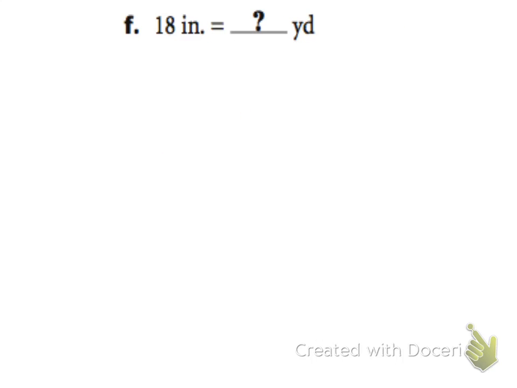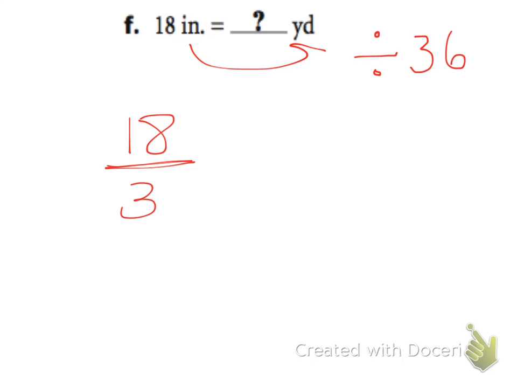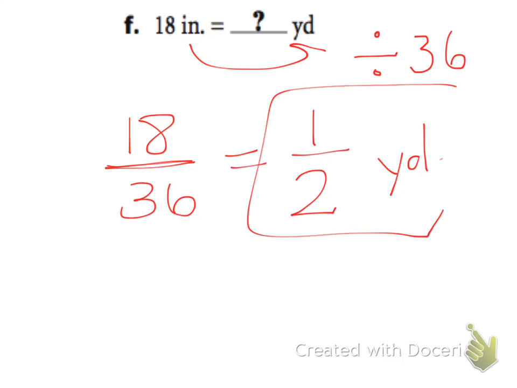And the last one, inches to yards. You're making your numbers smaller. So right away I think divide. How many inches are in a yard? 36. So 18 divided by 36. Hey, that's the same as 1/2. So 18 inches is the same as half of a yard.